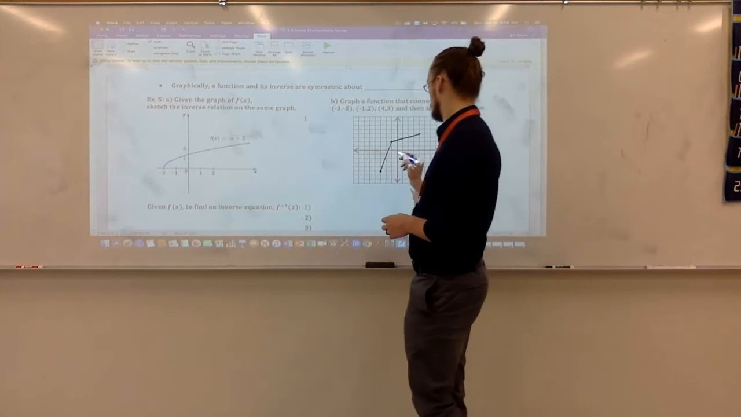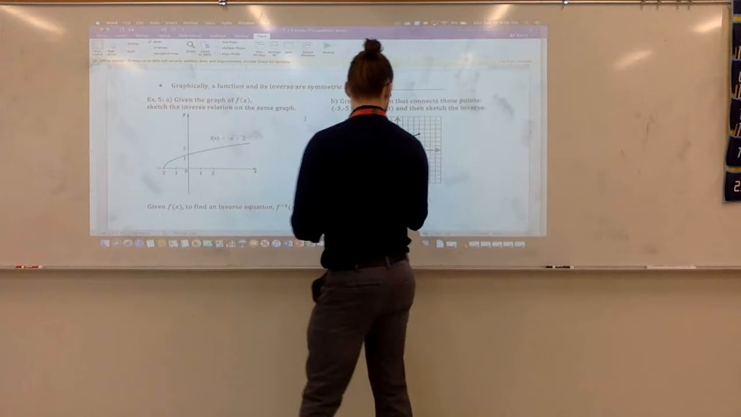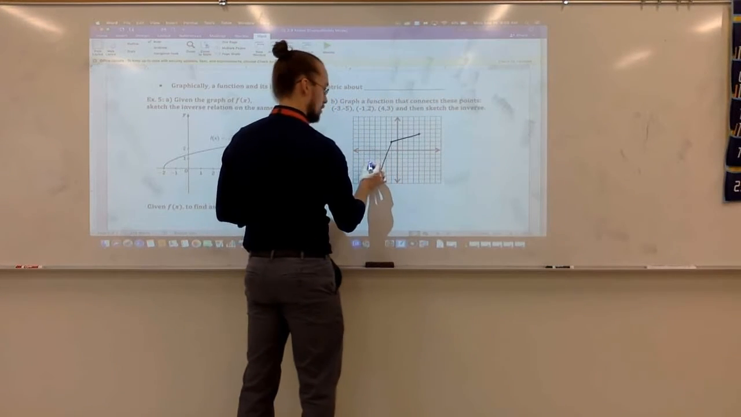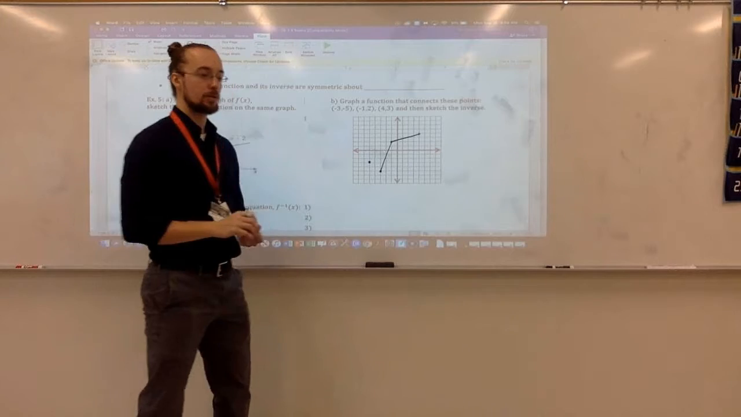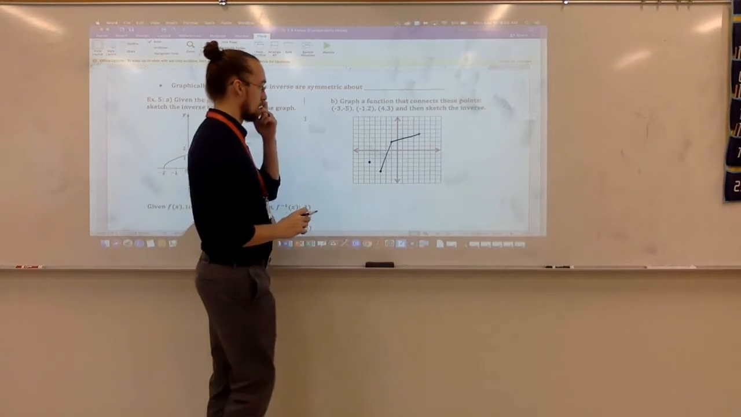Do you change if they're positive or negative as well, or do you just move their spots? You switch the coordinates. So if it was negative, it'll stay negative.